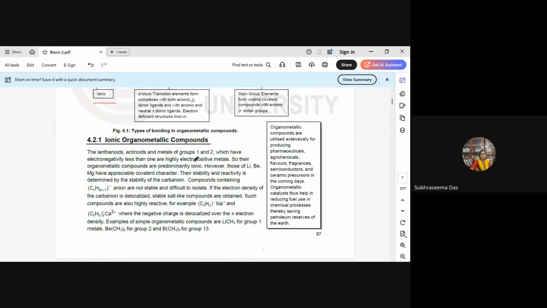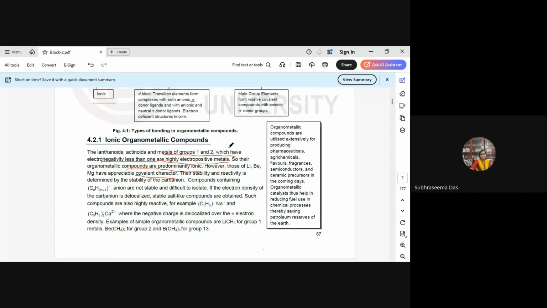So first is the ionic organometallic compounds. The lanthanoids, actinoids and the metals of group 1 and 2, which have electronegativity less than 1, we know that they are highly electropositive elements. So their organometallic compounds are predominantly ionic in nature. But we know that those of lithium, beryllium, and magnesium have a considerably greater covalent character.